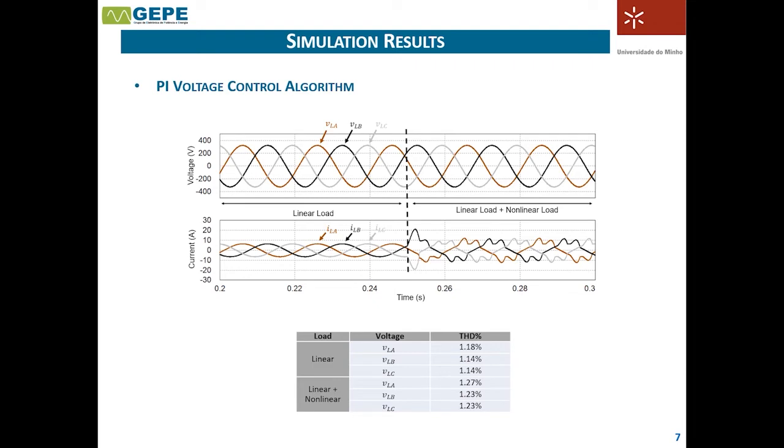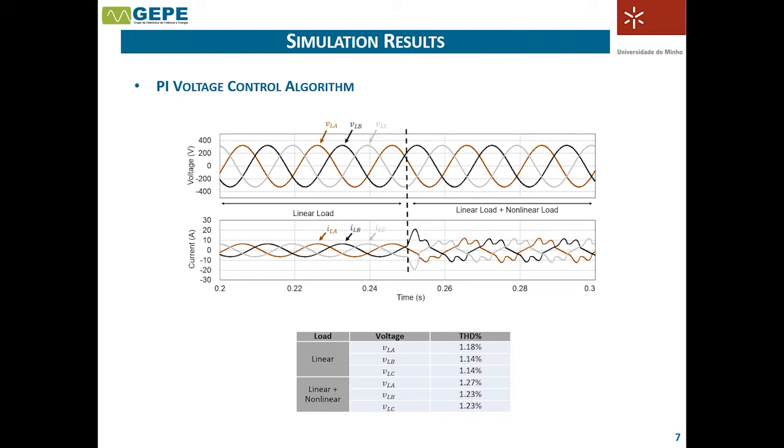It is found that with the linear load present, the control algorithm generates voltage with a THD of 1.18% on phase A, 1.14% on phases B and C. After the nonlinear load is added, these values become 1.27% on phase A, 1.23% on phases B and C. It can be seen that the presence of the nonlinear load slightly increases the THD values.